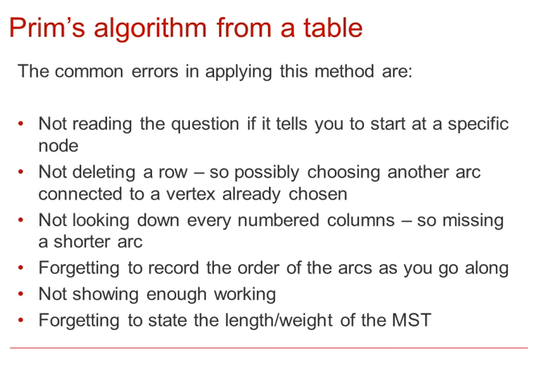The common errors in applying this method, so for Prim's algorithm from a table, are pretty similar to the errors made when we do Prim's algorithm from a network. Obviously, not reading the question or starting at a specific node, but with a table you must remember to delete the rows. This avoids creating closed paths or cycles. So if you don't delete a row, you might possibly choose another arc connected to a vertex already chosen by mistake. Do look down all the numbered columns, otherwise you might miss a shorter arc.